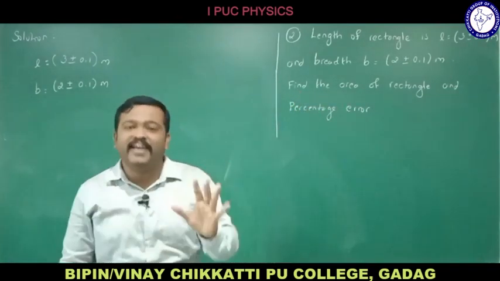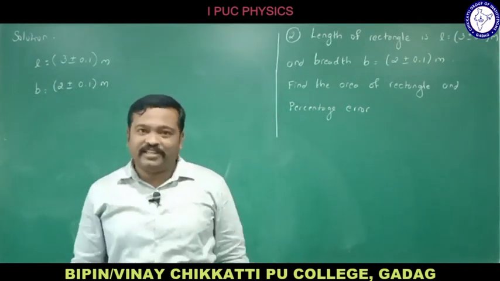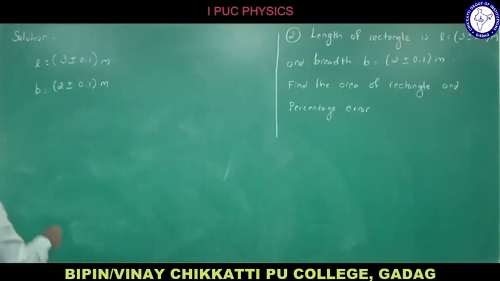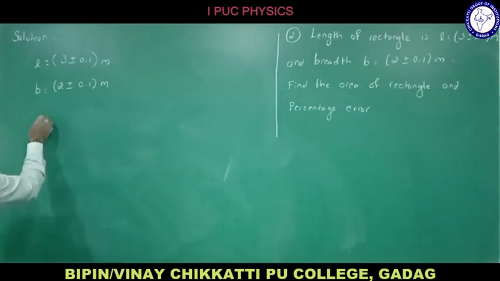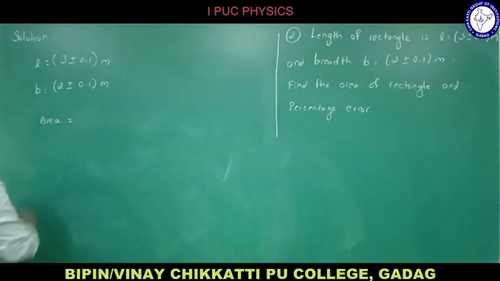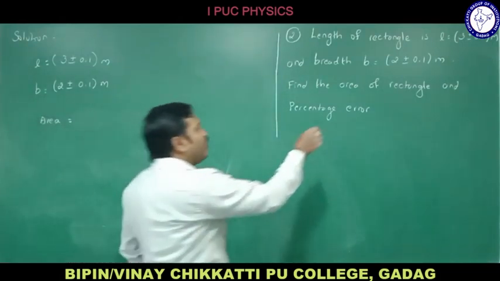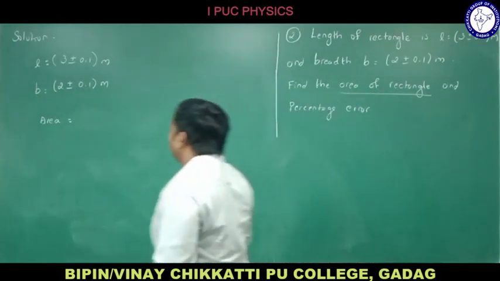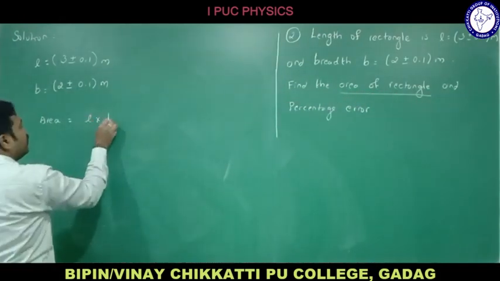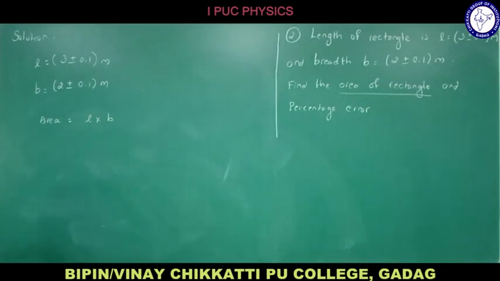First we need to calculate area, then I will be calculating percentage error. Okay. First of all, area we need to calculate. See here, everybody. How to calculate area? That is, area is equal to, what is the formula? It is the area of a rectangle. So what is the formula for area of rectangle? Length into breadth, right? So what is the length into breadth?